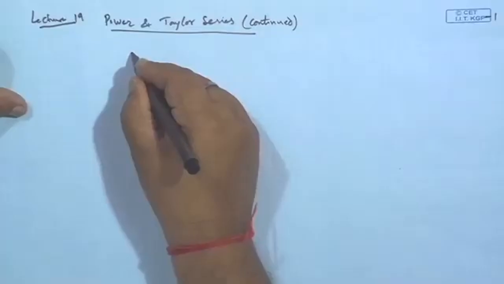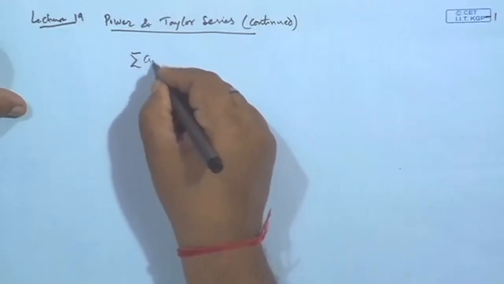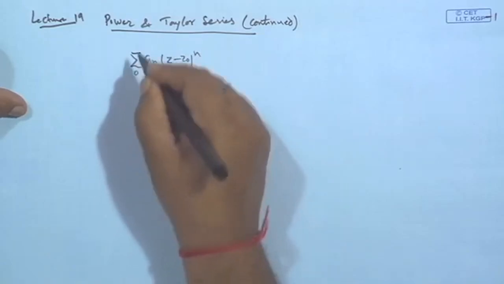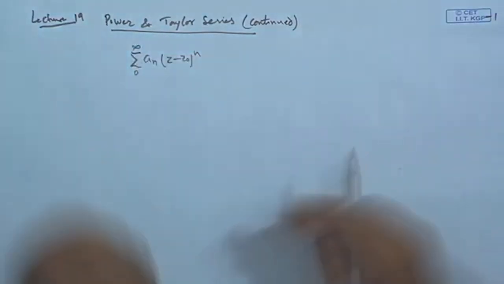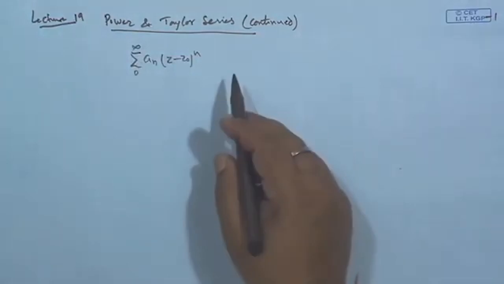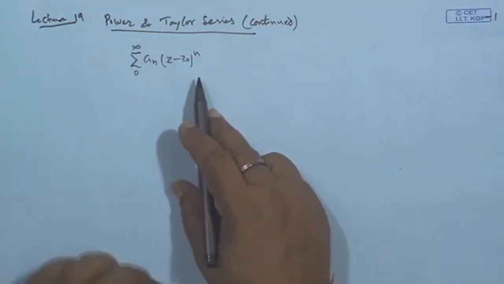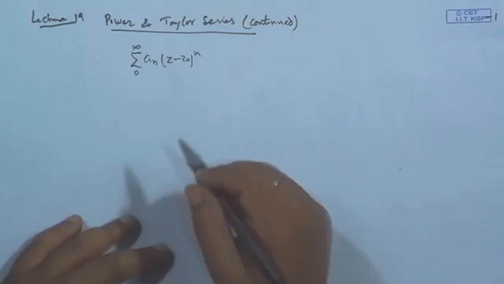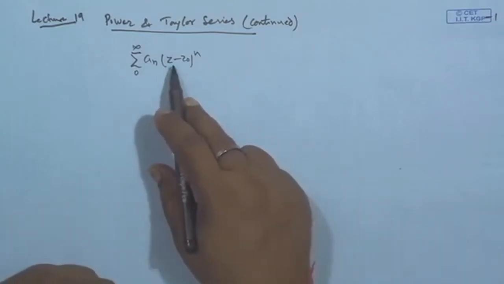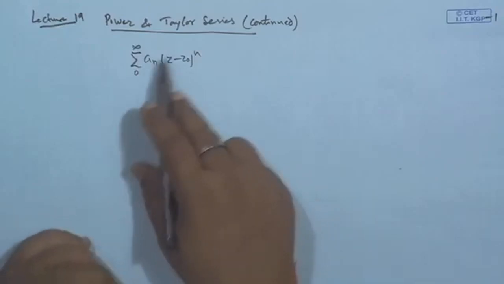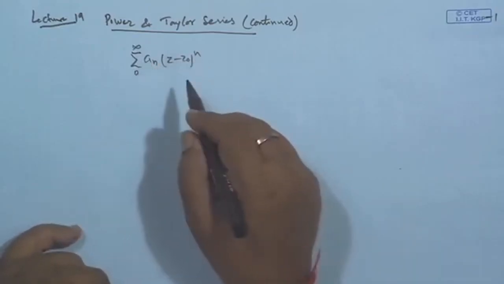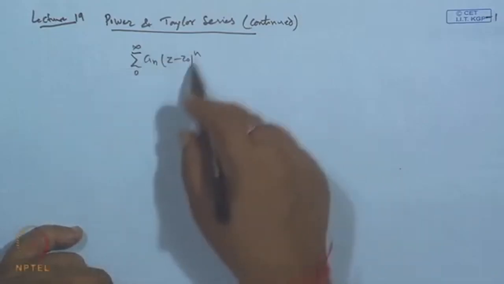So we were discussing the power series sigma a_n (z minus z naught) to the power n, n from 0 to infinity. We have seen that the convergence behavior of this power series depends on the coefficients. For variable z, once you fix z, it becomes a series where all the results, ratio test, comparison test, can be applied.